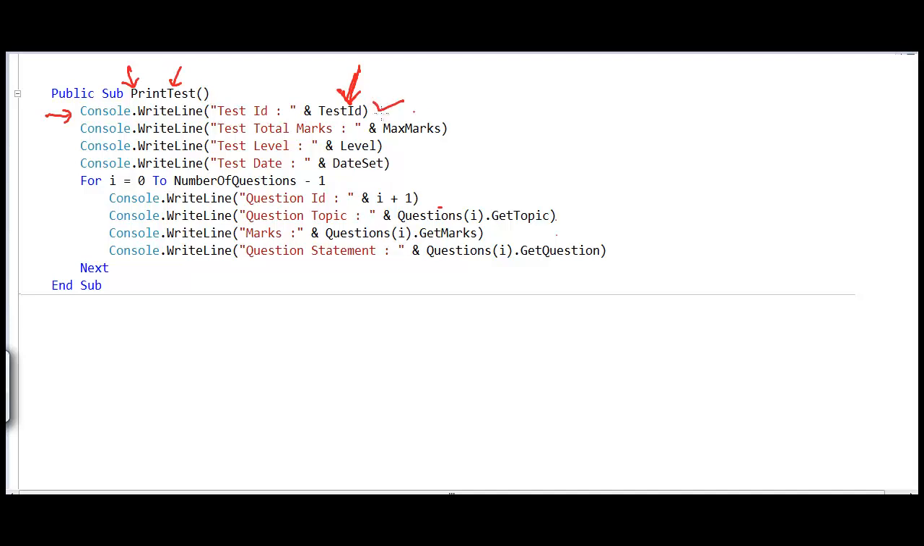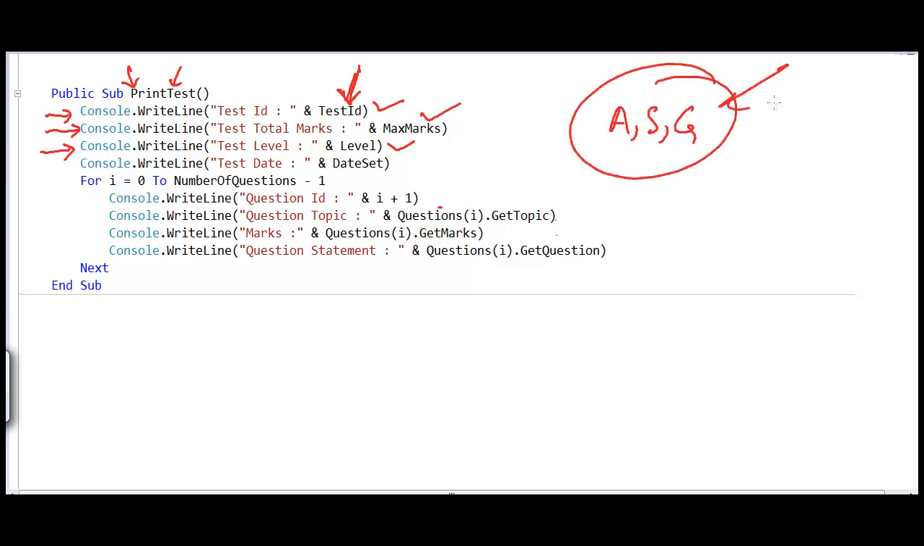Once we've printed our test ID, we are going to use the console.writeLine statement to print the total number of marks of the test. And once we've printed the total number of marks for the test, we are going to use console.writeLine to print the level of the test. Remember, the level of the test could be A, S or G, right? So this was what the specification provided.